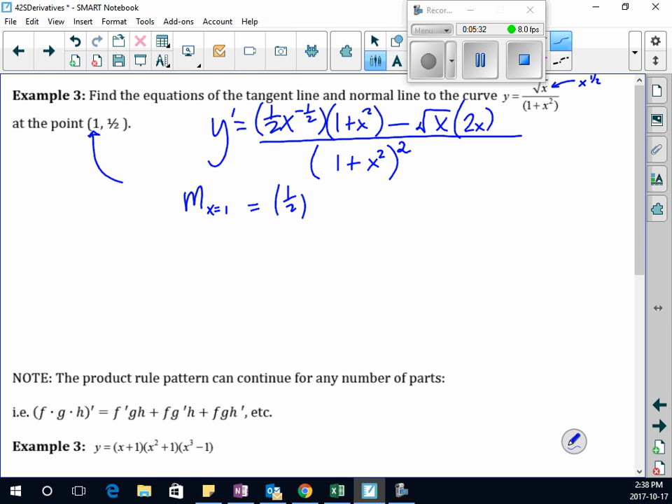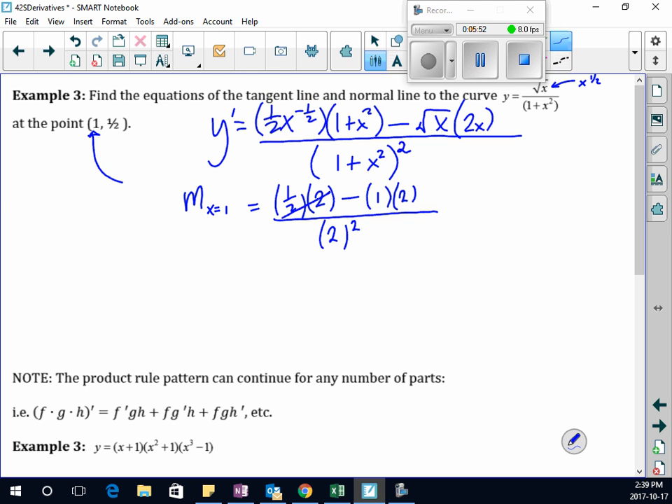Then I get 1 squared, which is 1. 1 plus 1 is 2. Minus the square root of 1 is just 1. Times 1 times 2 is 2. All over 1 squared is 1. 1 plus 1 is 2. And I get 2 to the power 2. Is everybody good with what I did there?